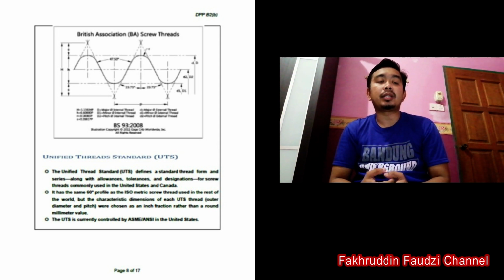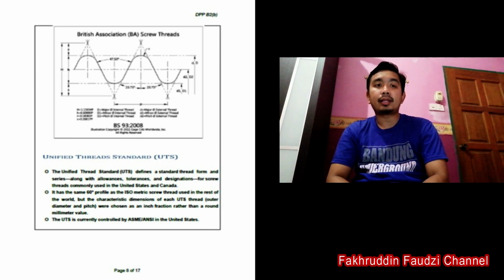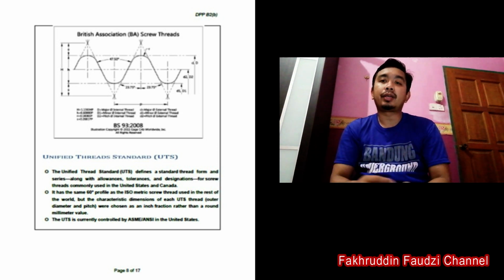Jadi it has the same 60 degree profile as the ISO metric screw threads, but in the rest of the world, the characteristic dimensions of each UTS thread, outer diameter and pitch, were chosen as an inch fraction rather than a round millimeter value. Jadi the UTS is currently controlled by ASME and ANSI in United States. Okay, so yang ni kegunaan biasa mostly in United States and Canada lah.